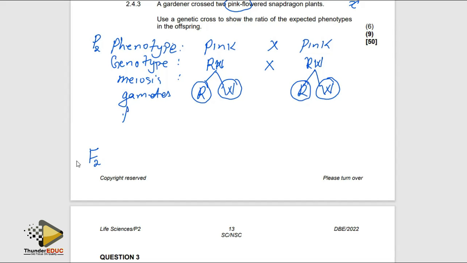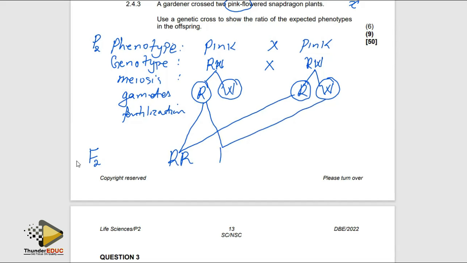We won't give you a tick. Fertilization. When fertilization occurs, you can use a Punnett square, or you can use crosses. Since it is a monohybrid cross, you can use crosses. For example, this goes with that. So I'm going to have capital R, capital R, and now this with that.